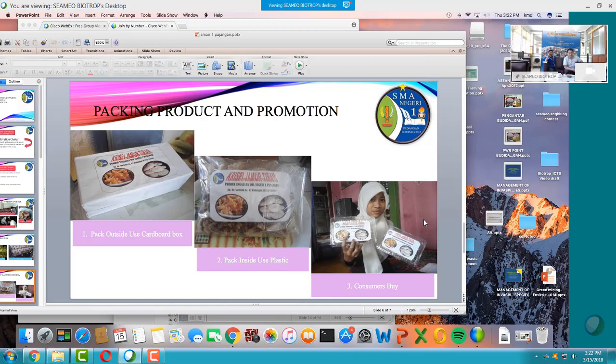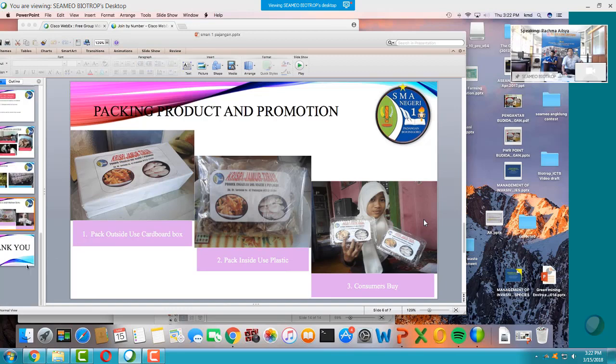Do you have any data on how many kilograms of mushroom you harvest in one month? About 100, 100 to 150 kilograms. Oh, nice. So a lot already. Okay, so perhaps any more questions for SMA Padangan? No.